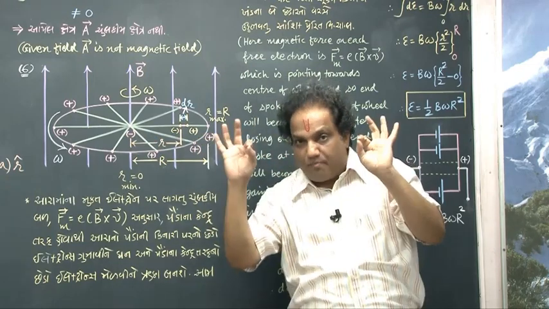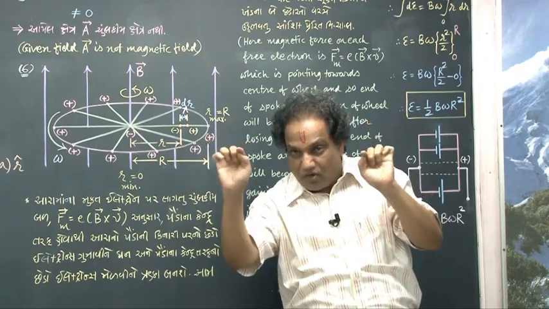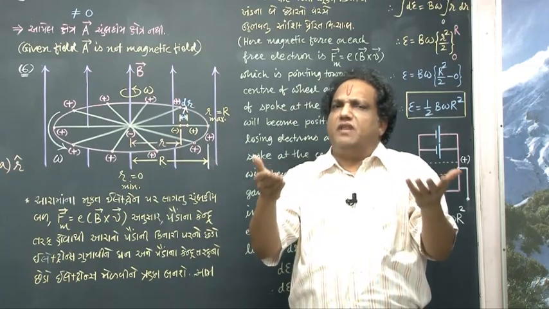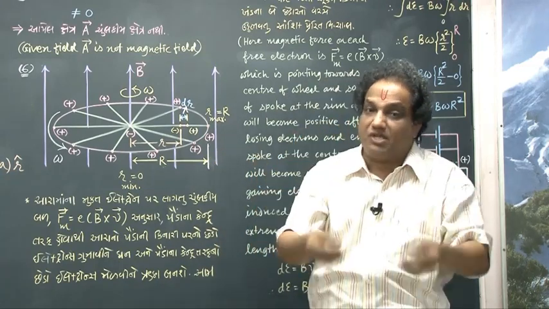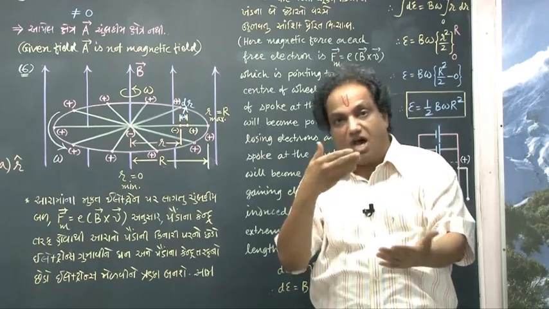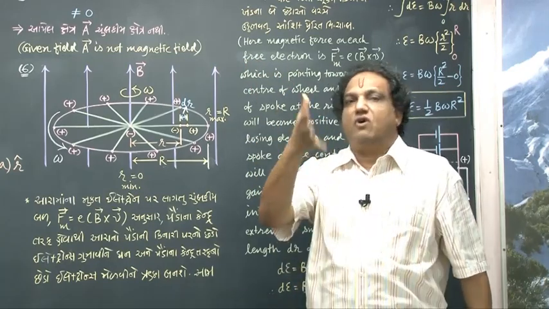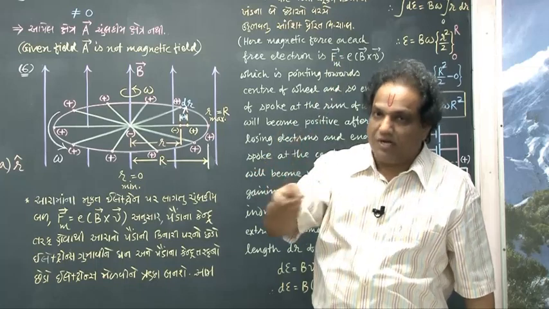So you are going to have some potential difference across the two ends of that spoke. That very potential difference itself is known as induced EMF. But how much is that induced EMF? Its formula we have to find out. Let us find out.